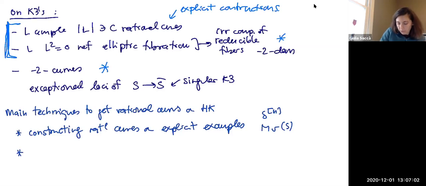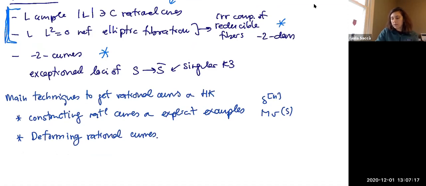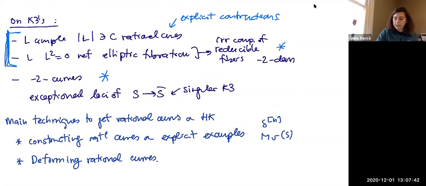And then the other thing is deforming rational curves. So I'll end the lecture today with a little section on deformation of rational curves on compact hyperkähler manifolds, which turn out to be satisfying in some sense. There's a lot one can say about them. I'll give a little general theory about it, which, depending on the three cases here, will behave a little differently, but they all have in common the fact that rational curves on hyperkähler manifolds deform well.